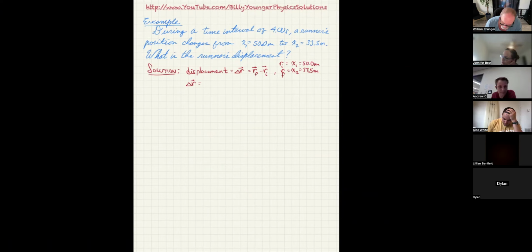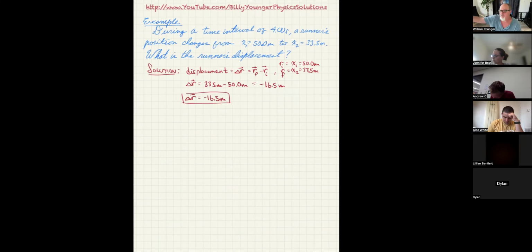So delta R is going to be 33.5 meters minus 50.0 meters. And that is equal to negative 16.5 meters. So the displacement delta R is equal to negative 16.5 meters. And notice the negative just tells us, oh, the person went from 50 meters, which would be 50 meters to the right, to 33.5 meters, which would only be 33.5 meters to the right.